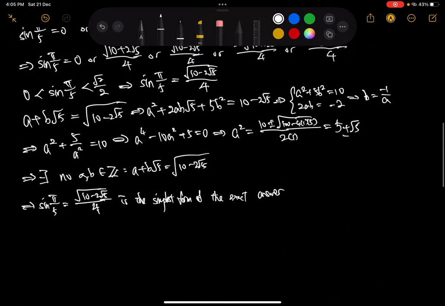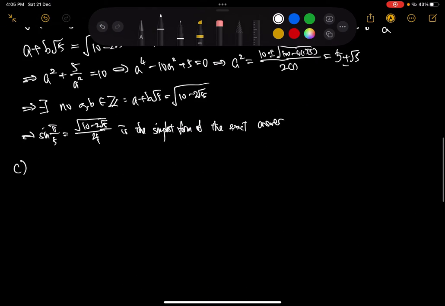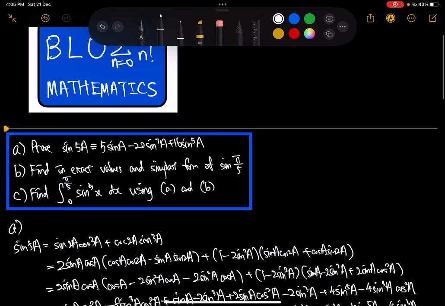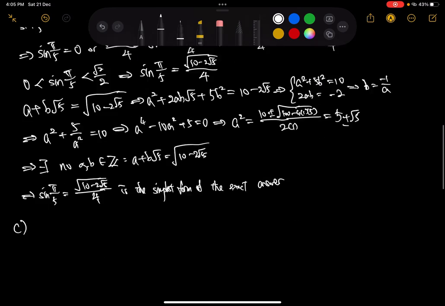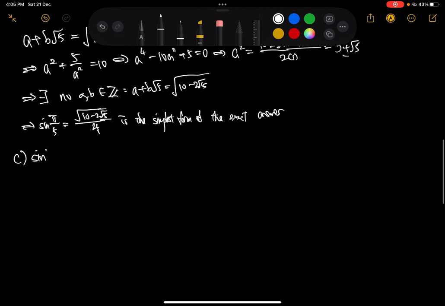Part C is more straightforward. Obviously we need to find this integral in part C, and we're going to use part A again. Let's copy that. And then this is just year 7 stuff.